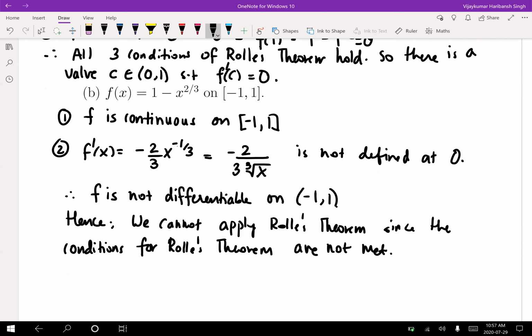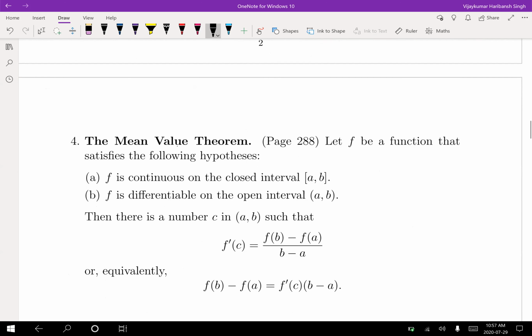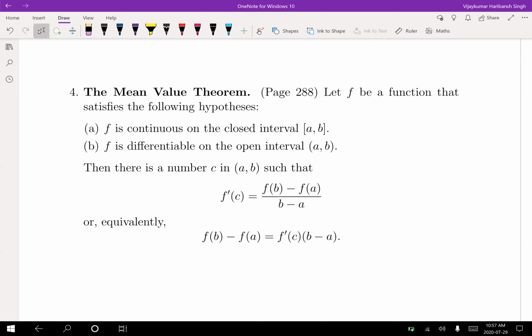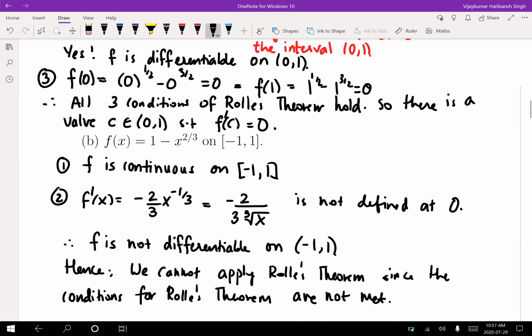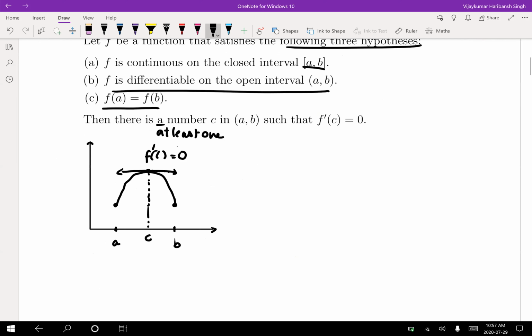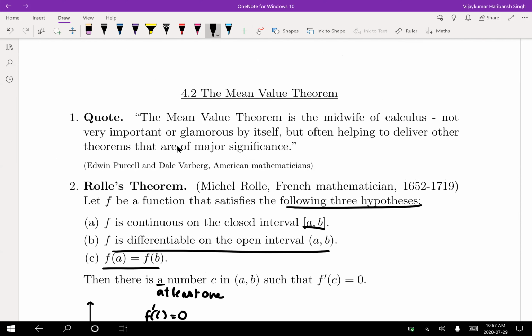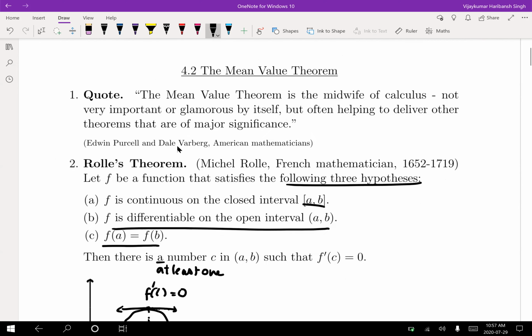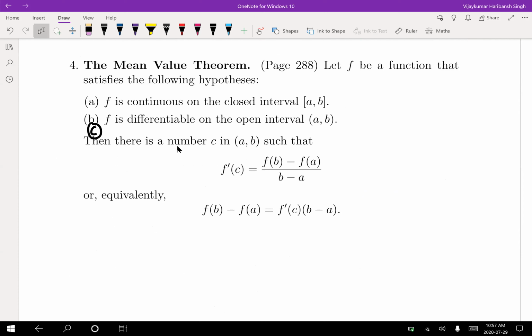Okay, so next one is the mean value theorem. It's a generalization of Rolle's theorem. Let's see. We have f continuous on a closed interval [a, b], and f differentiable on the open interval (a, b). But the third condition from Rolle's theorem is missing. Rolle's theorem needed the third condition, f of a equals f of b, and in the mean value theorem you're not asked about that at all. So let's see what we get in this case.